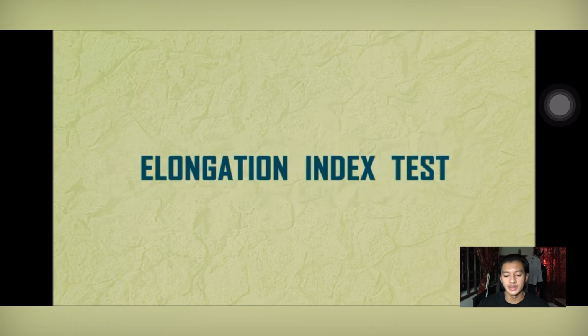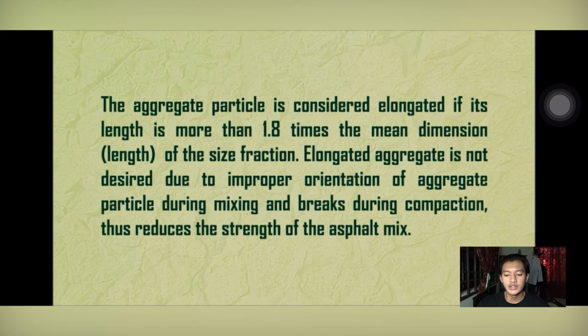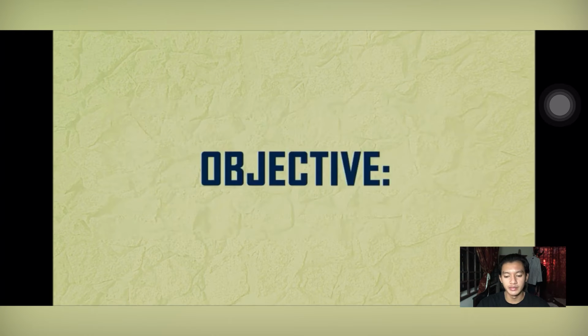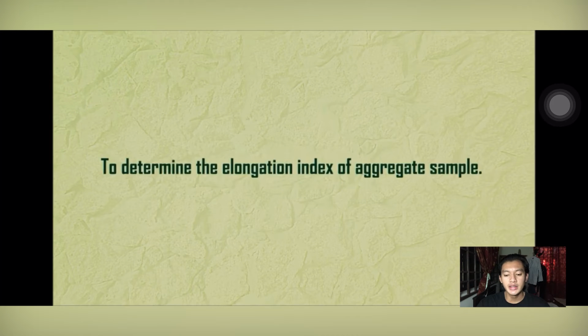Elongation index test. The aggregate particle is considered elongate if its length is more than 1.8 times the mean dimension of the size fraction. Elongate aggregate is not desired due to improper orientation of aggregate particle during mixing and break during compaction, thus reduce the strength of the asphalt mix. The objective: to determine the elongation index of aggregate sample.